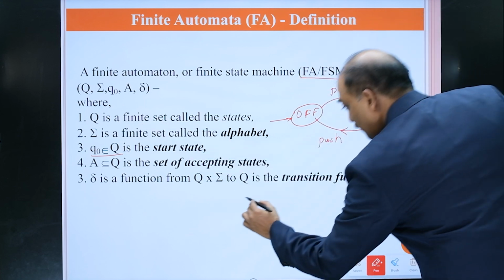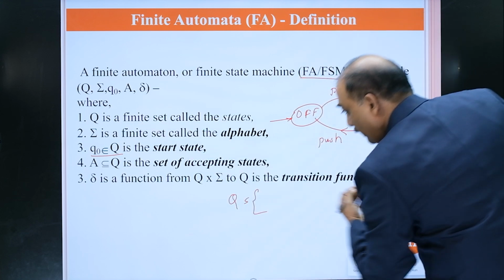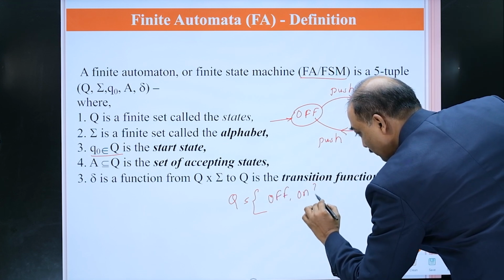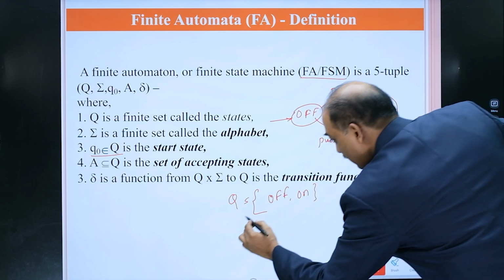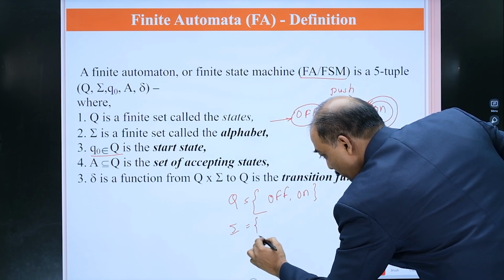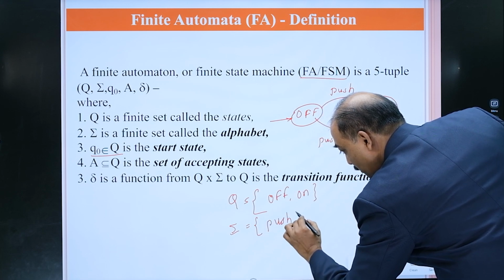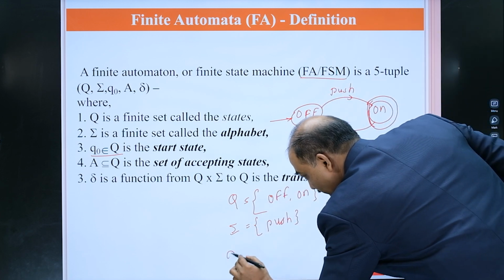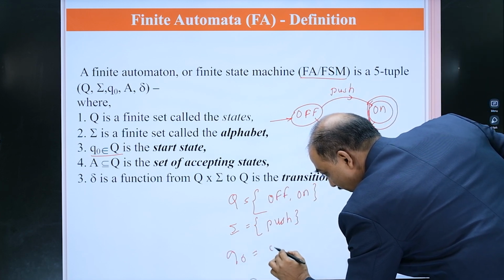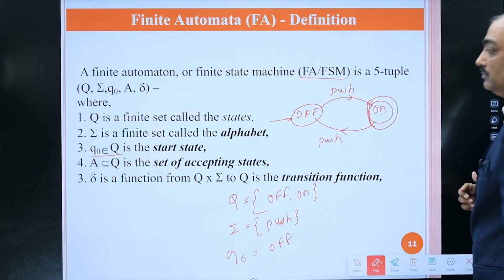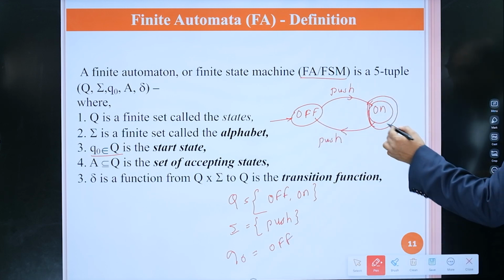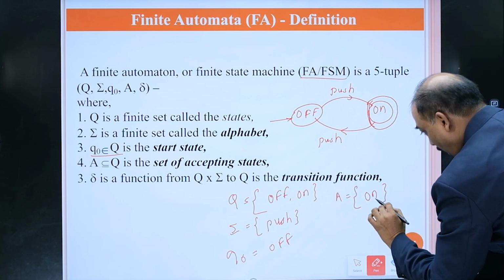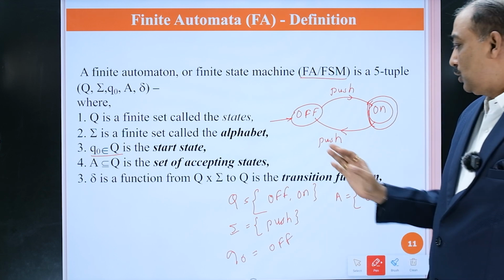I can write the definition of each of these elements of the finite automata. Q is equal to off and on. These are the two elements of Q. Then comes sigma. What is sigma in our case? Input. The input we have applied is push. Next is Q0. We have already decided that off will be the initial state. So I can write Q0 is equal to off. What is A? The set of accepting states. In our case, on is the single accepting state. So these four elements are there.